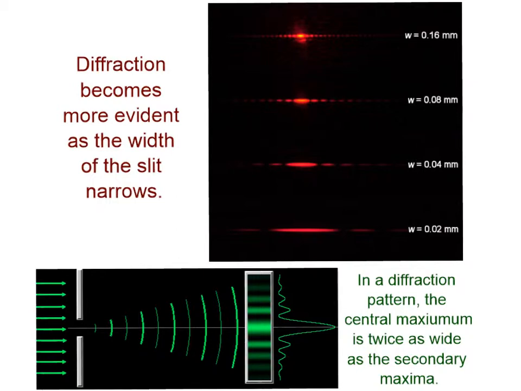In a diffraction pattern, the central maximum is going to be twice as wide as the secondary maxima. And here's another little naming nuance here. We call this the central maximum in a diffraction grating. And then we just call all of these secondary maxima. And this central maximum is going to be twice as wide as these secondary maxima.